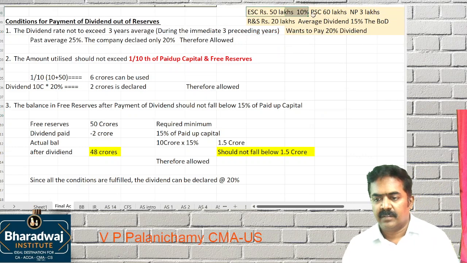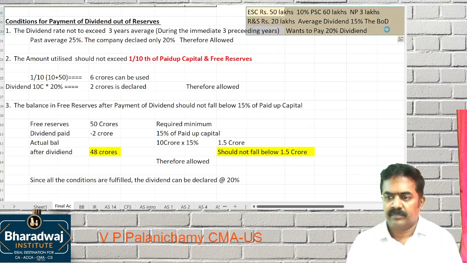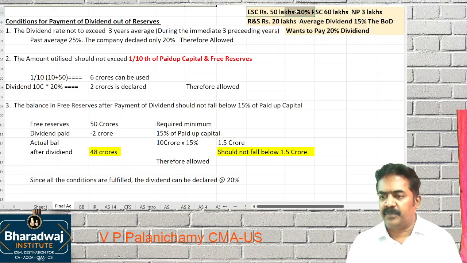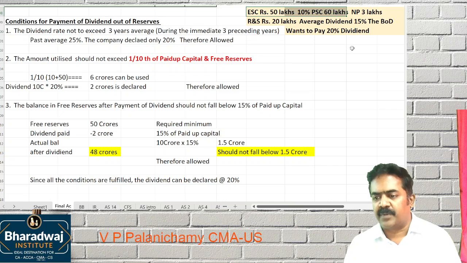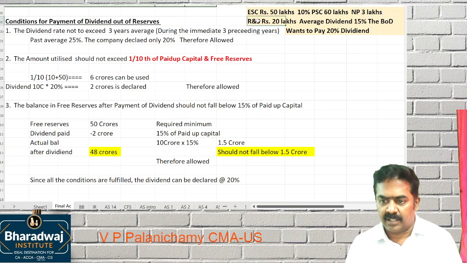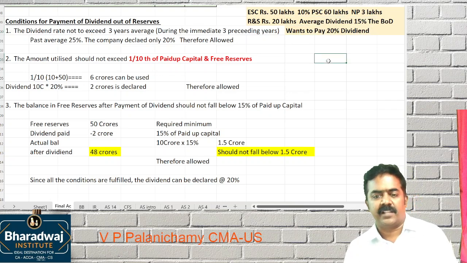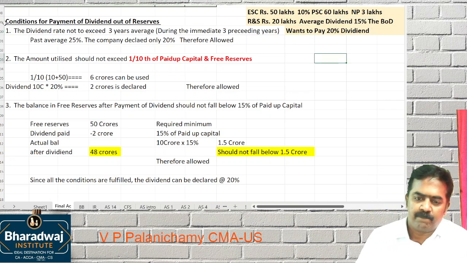Okay, it is that question. Equity share capital 50 lakhs, 10% preference share capital 6 lakhs, net profit of the current year is 3 lakhs, reserves and surplus 20 lakhs, average dividend declared by the company is 15%, board of directors want to pay 20% dividend. Examine.